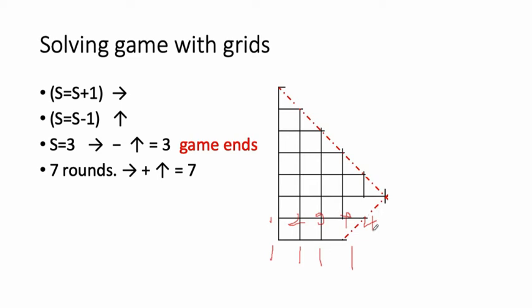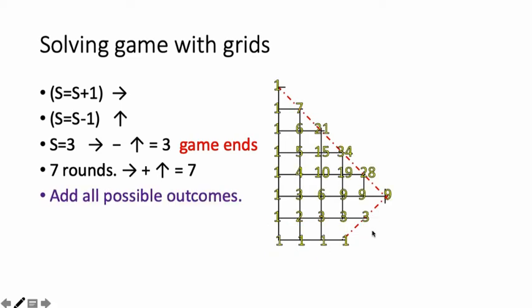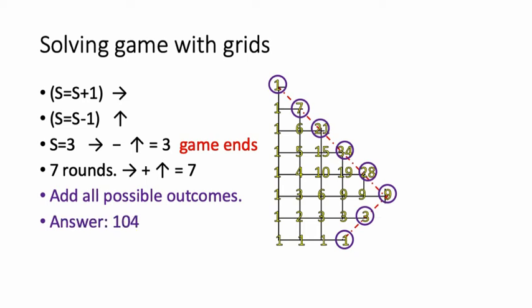So to solve this grid, it's actually quite simple, and we can add all the possible outcomes for us to get the answer, because this question asks for all of the possible ways for the game to end. So we'll add these numbers. We'll add 1, 7, 21, 34, 28, 9, 3, and 1. And at the end, we'll get our answer, which is 104.